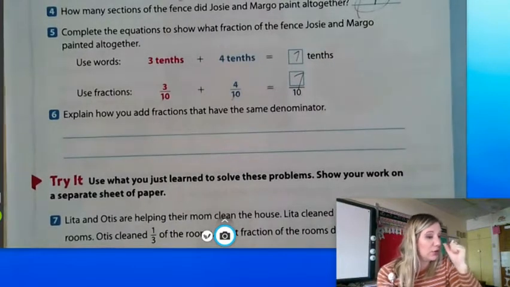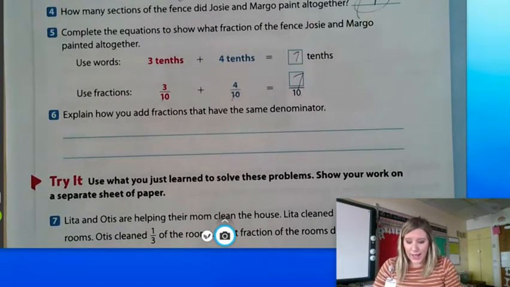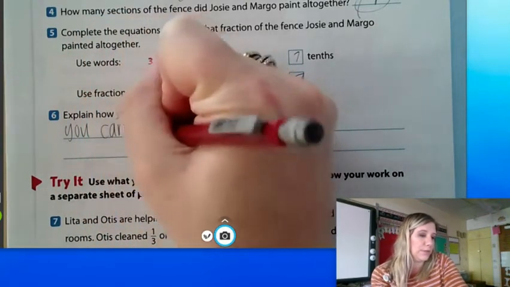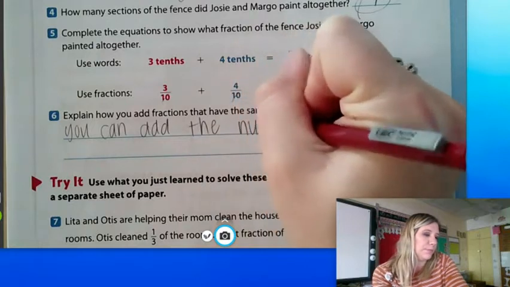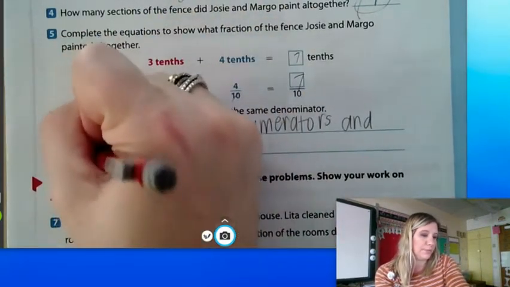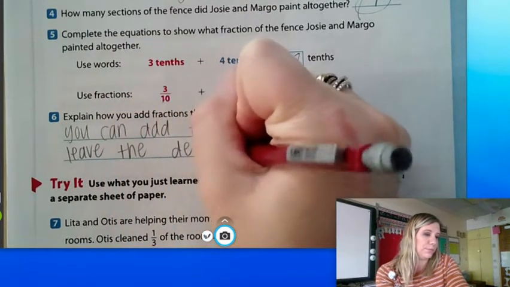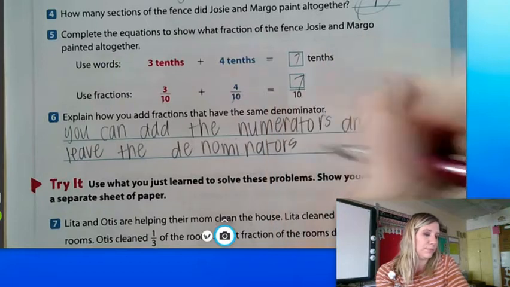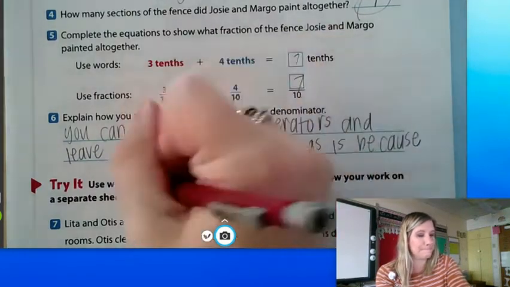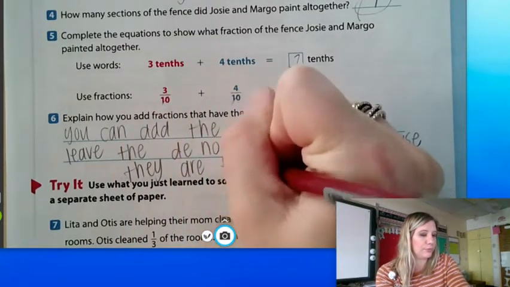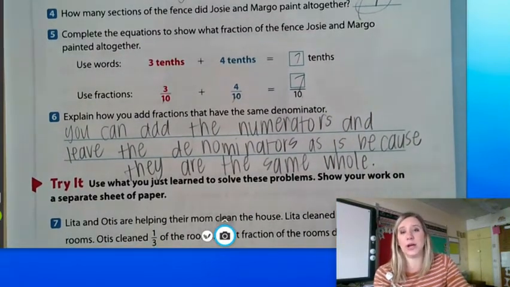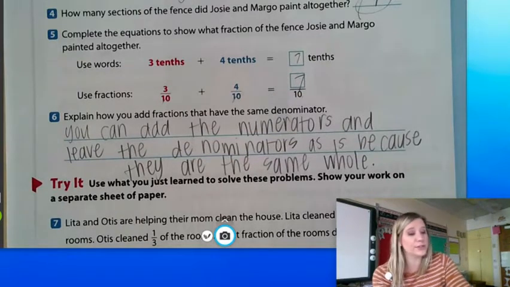All right, explain how you can add fractions that have the same denominator. Well, we can add the numerators and leave the denominator as is because it's the same whole. All right, very good, which we know. We've been doing that work with adding our fractions.